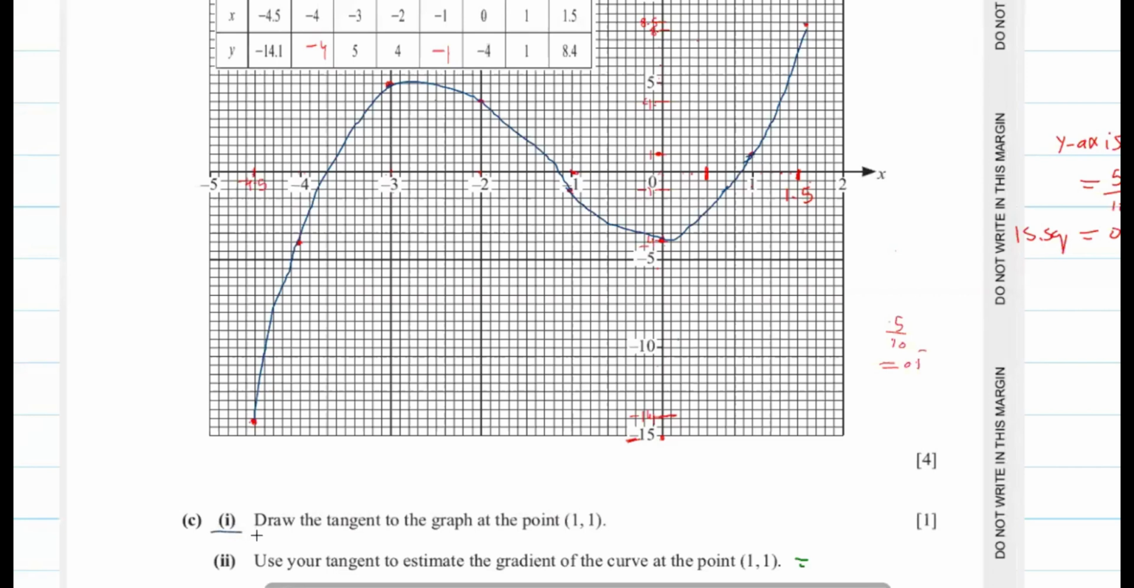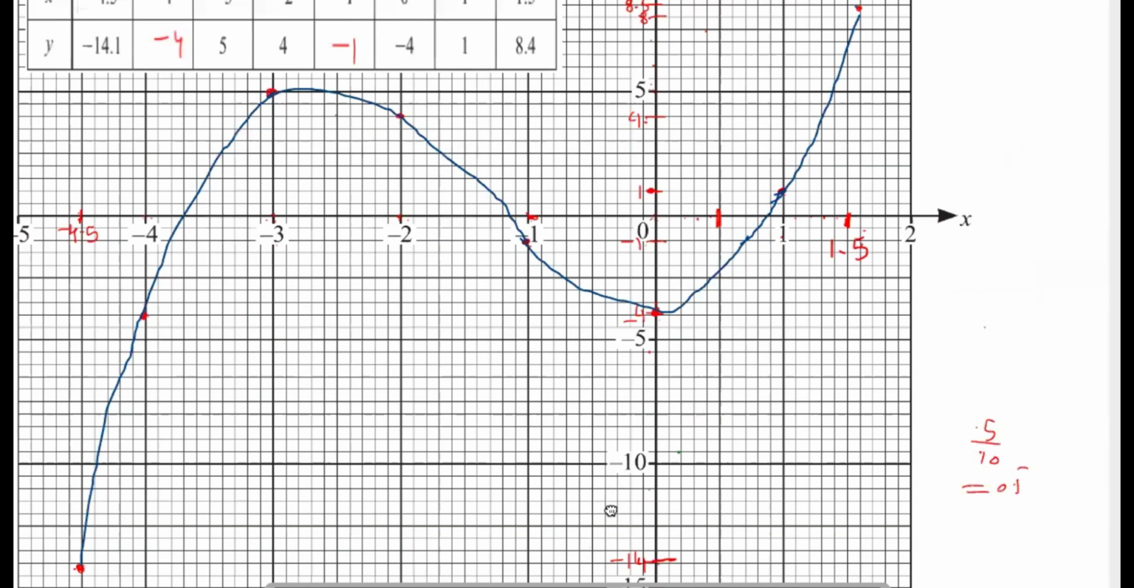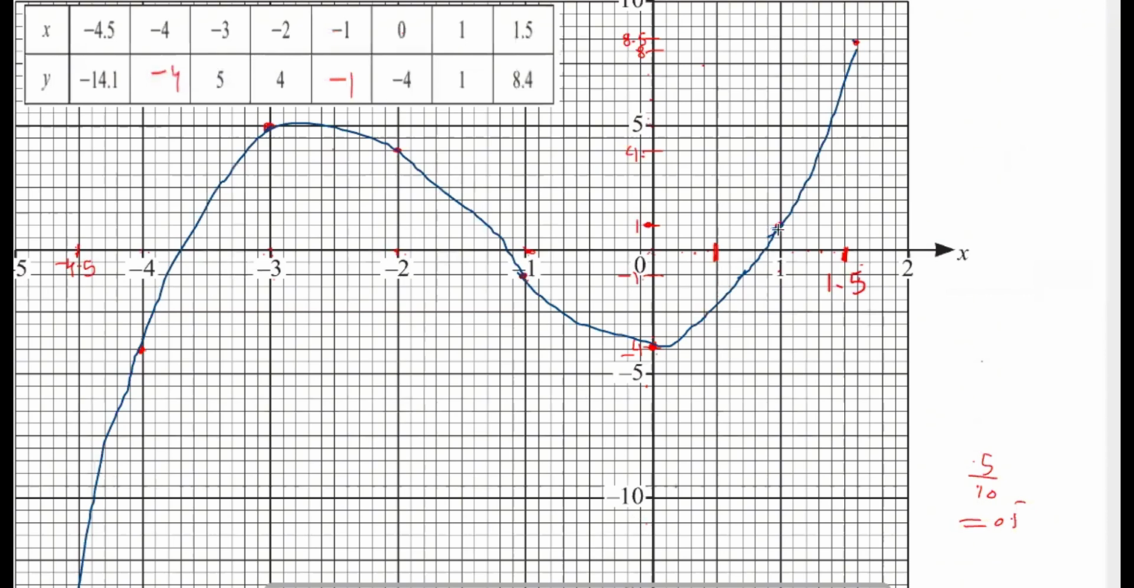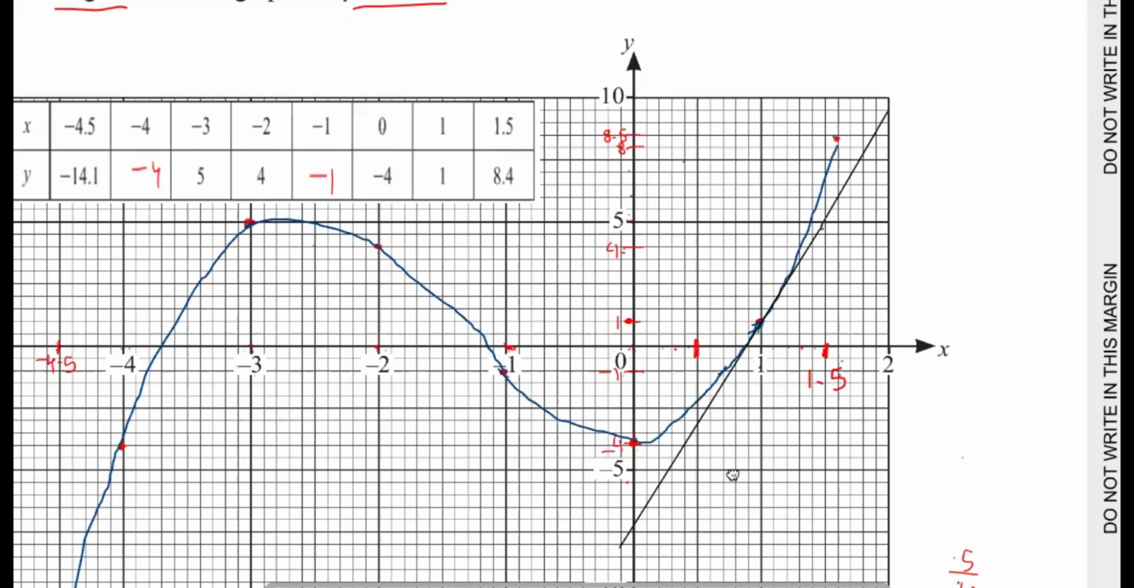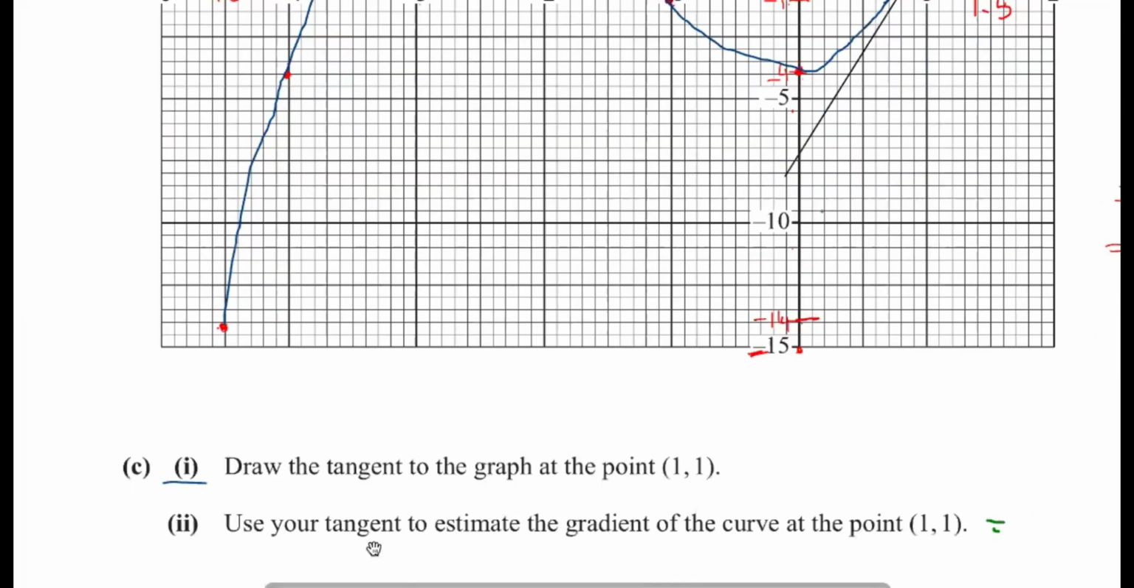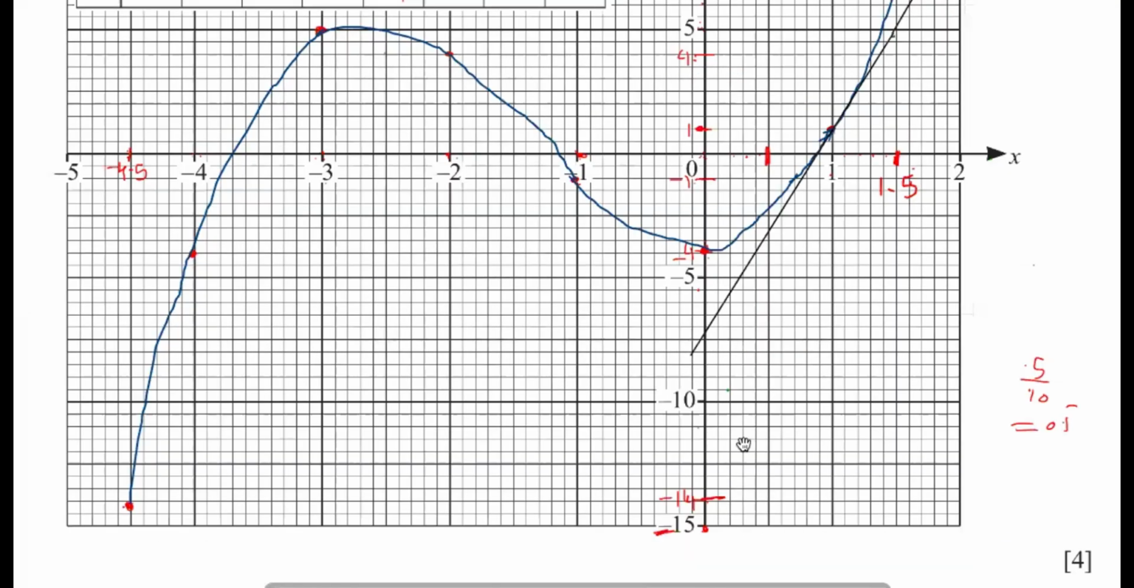Part C, first part: draw the tangent to the graph at point 1, 1. Look here, this is the point 1, 1. We can draw the tangent line. The tangent line is the line which touches the curve at one point. This is the line that touches the graph at 1, 1. After drawing the tangent, the second part: use your tangent to estimate the gradient of the curve.